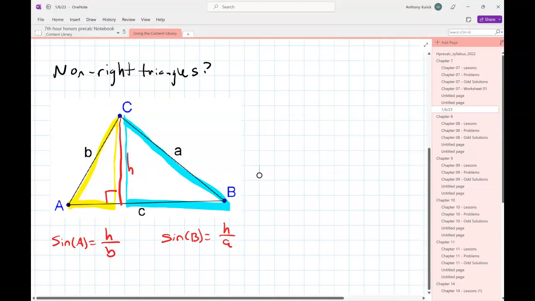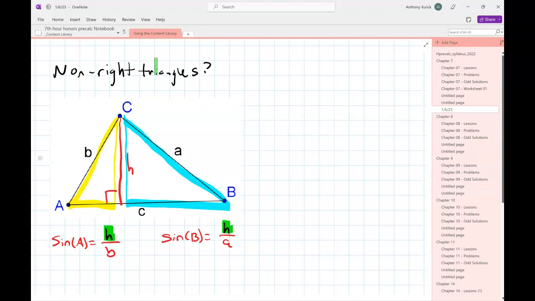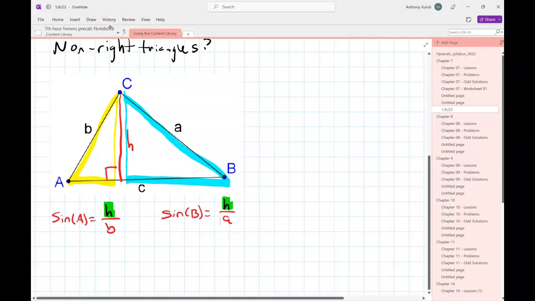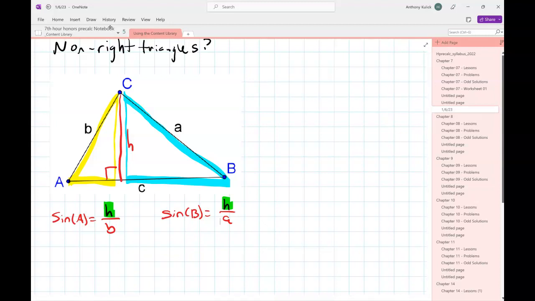When I look at these two equations, what do I notice? Both of these equations that I've written involve h, which I don't know anything about. I just know it exists. But what I can do is treat this like a system of two equations, solve each of these two equations for h, and then stick them equal to each other.